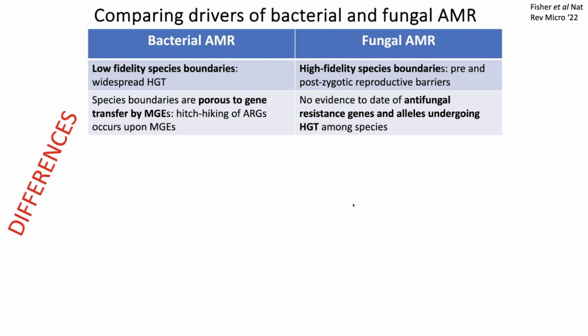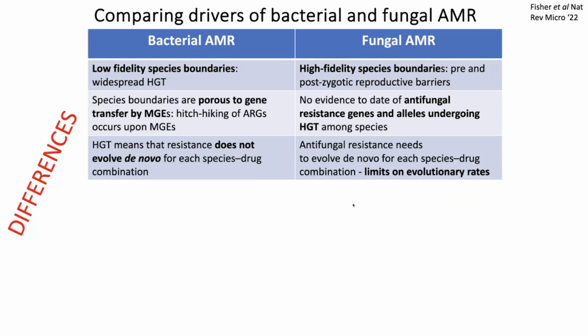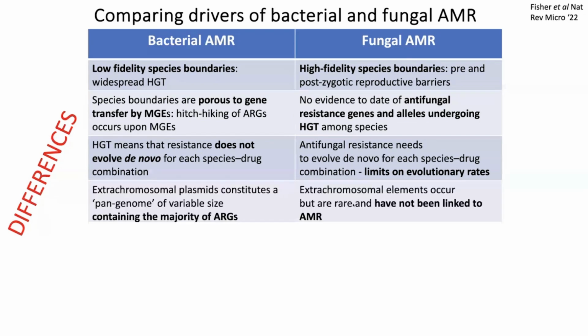These porous gene boundaries between bacterial species mean there's a lot of transfer of mobile genetic elements and hitchhiking. So if you're worried about resistance, you've got to track those. But that's not important to anything like that extent in fungi, because you don't have HGT and hitchhiking on that scale. For bacteria, resistance does not evolve de novo for each species-drug combination, because you can have this broad porous transferability, whereas in fungi it does have to evolve de novo for each species-drug combination, which imposes limits on evolutionary rates.